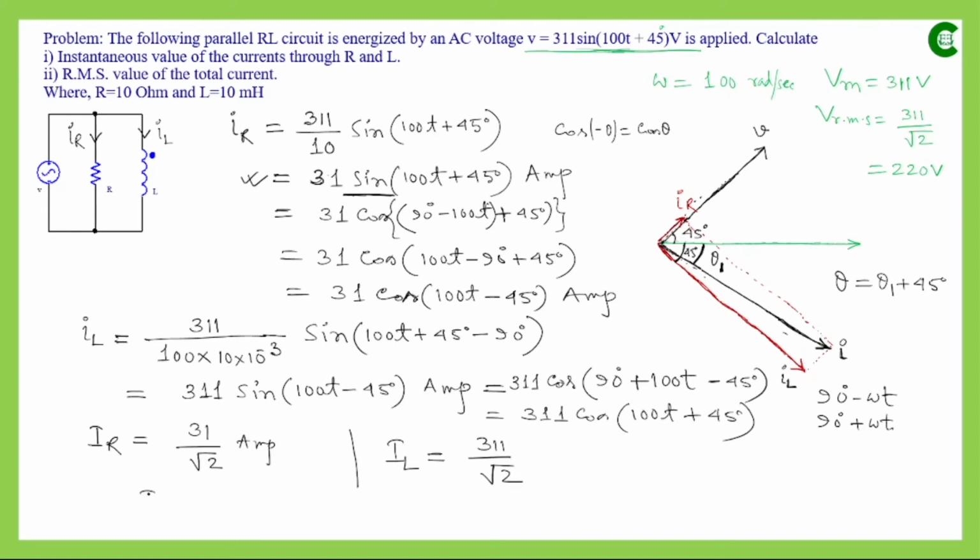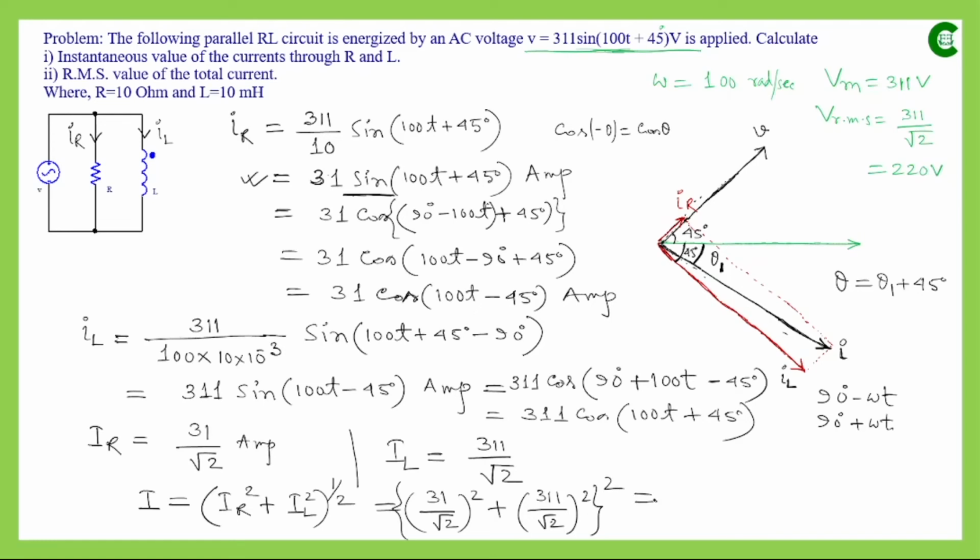And if we want to know the RMS value of the total current, then it will be IR square plus IL square, and then directly we are finding out the value of the net current, so it will be the square root. So it will be 31 divided by root 2, then square value of that, and then 311 divided by root 2, then square value of that, and then the square root of the summation of the square values. So if we calculate further, it will give us a value which is nearly equal to 221 ampere.